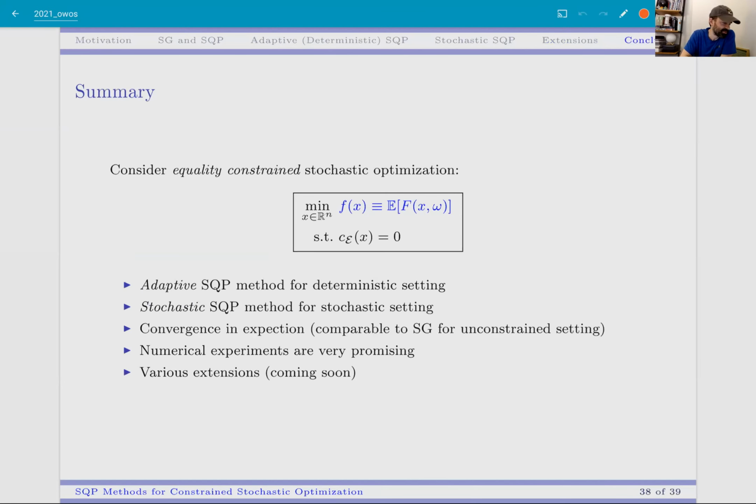So just to wrap up, I guess I maybe finished a little bit early, but hopefully there are some questions, we'll see. We have presented an algorithm for equality constrained stochastic optimization. This required a little bit of a step back to the deterministic setting to set up an algorithm that would more easily extend to the fully stochastic setting. So we then presented a stochastic SQP method, talked about convergence in expectation.